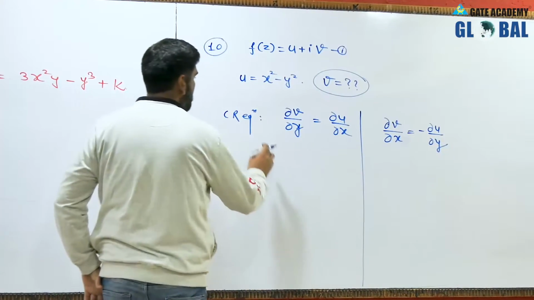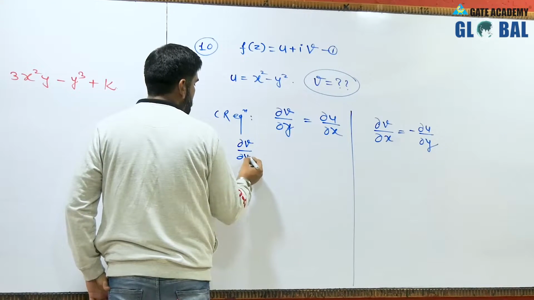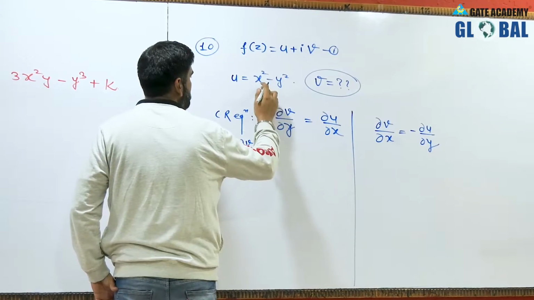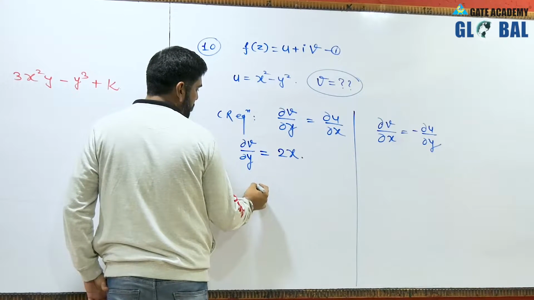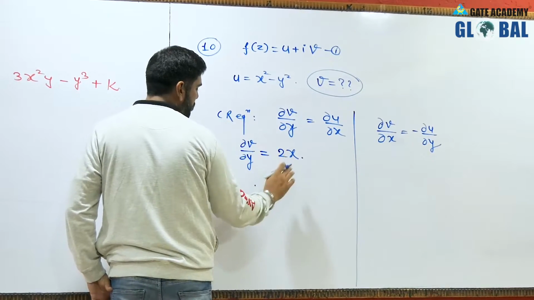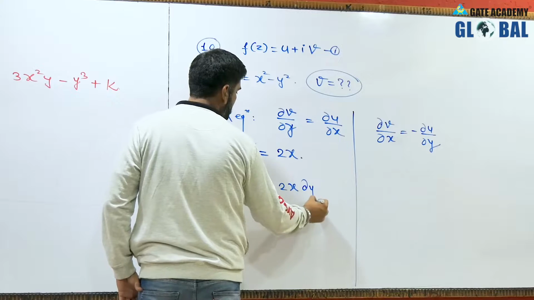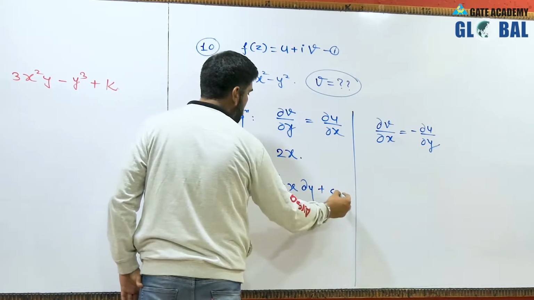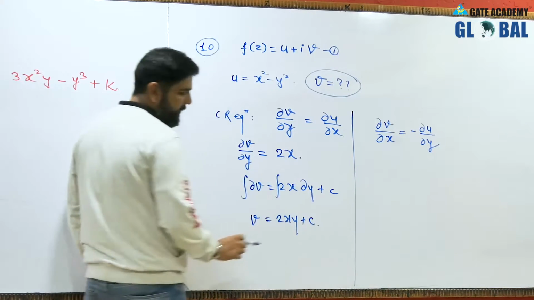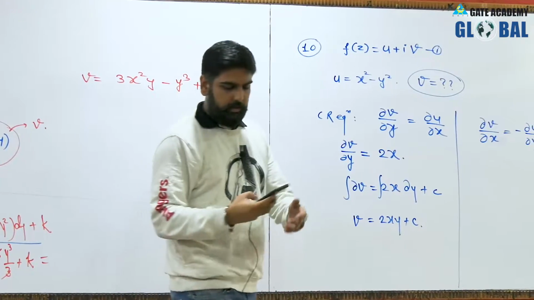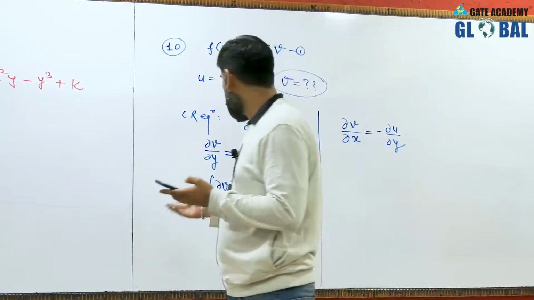Now applying here, del v by del y is nothing but del v by del y, because we do not have the v, so I am applying like this only, and del u by del x is nothing but 2x, so I am having here 2x, okay. So we are having y, v and x already, so directly del v is nothing but 2x del y. I am integrating and putting here c, the value is v is nothing but 2xy plus c. Let us check the answer in the options. We are having option C, that is 2xy plus c, is the correct answer.